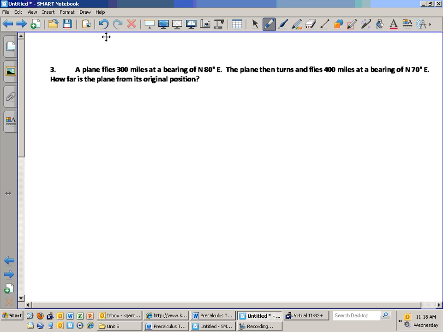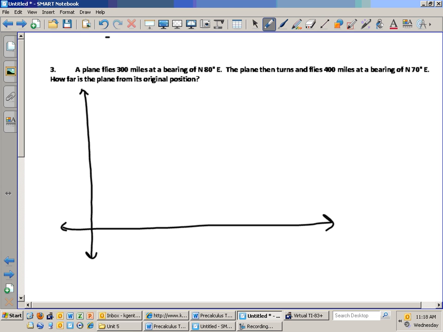I'm going to draw my compass. I got a plane flying at a bearing of north 80 degrees east. What does that look like? Like that? Where that amount is 80 degrees. Okay. And it travels for 300 miles at that bearing. We'll call that 300.